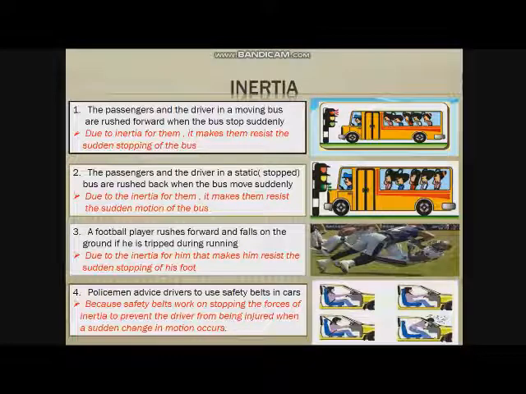rush forward and falls on the ground if he is tripped during running. Why? Due to the inertia for him that makes him resist the sudden stopping. He resists the change in the state.